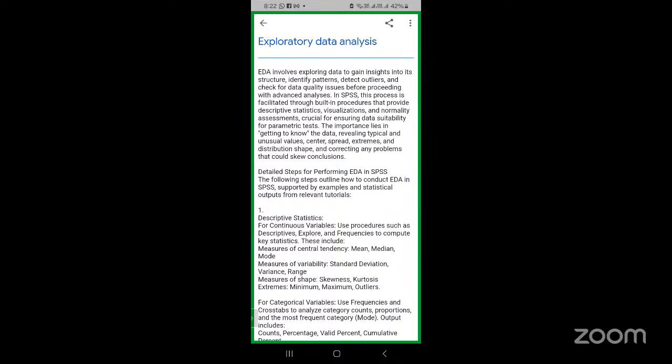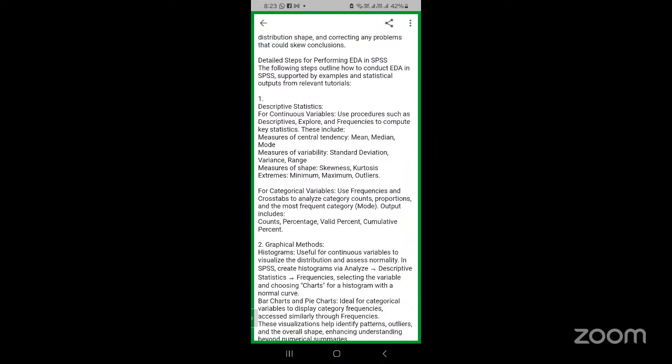But if your data is not the metric data, if your data is categorical in nature, then you have to use the frequency, percentage, counts and mode, rather than the mean and standard deviation. You have to check the percentage, valid percentage, cumulative percent, etc. Another thing, that is the data visualization.